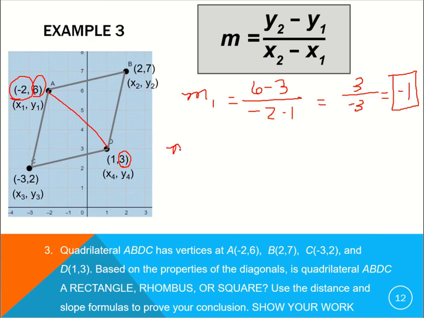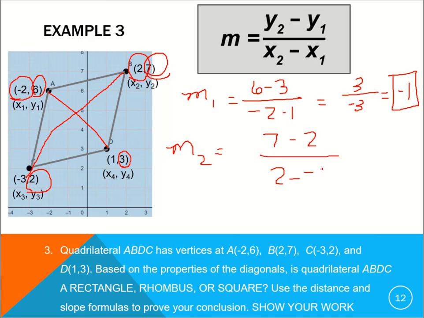So now we want to find the slope of the second diagonal. Again, we're going to start with one of the coordinates, start with the y value. I'm starting at the top, going down to the bottom. So I have 7 minus 2 over, go back up here and get your x values, 2 minus negative 3. Be careful with your negatives. 2 negatives make a positive. 7 minus 2 is 5, and 2 plus 3 is 5, and that simplifies to a positive 1.